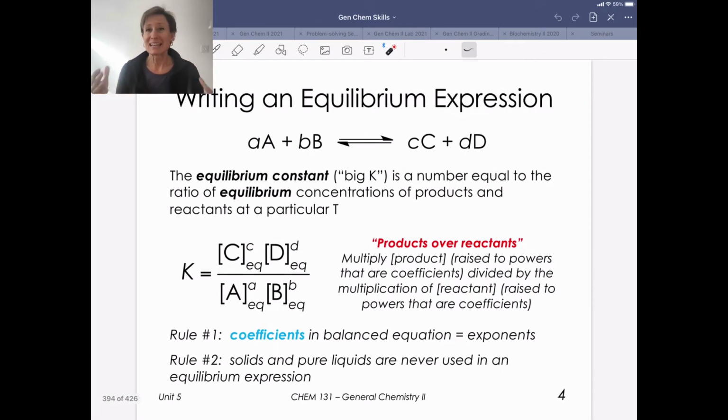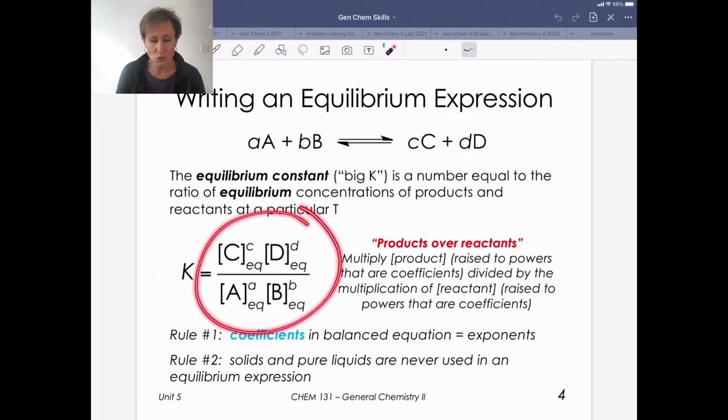All right, same generic equation that we had when we wrote a rate law. Now we're going to write a rate expression. Now we're going to write an equilibrium expression. So here, coefficients, like we had with rate expressions, do matter. And we're going to use a different K. We're going to use a capital letter K. We're going to call this big K. This is the equilibrium constant. And the equilibrium constant is equal to this hot mess.